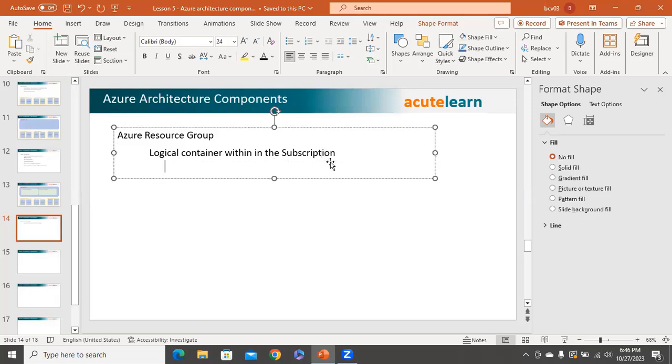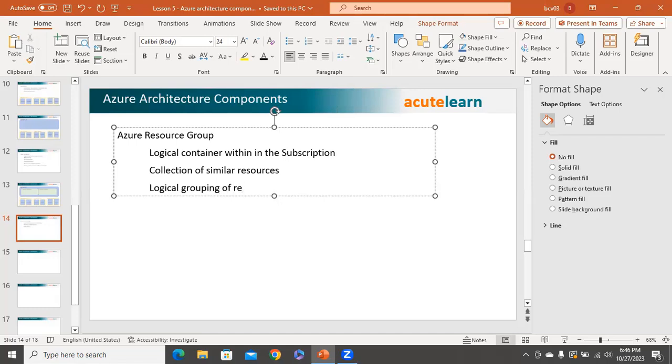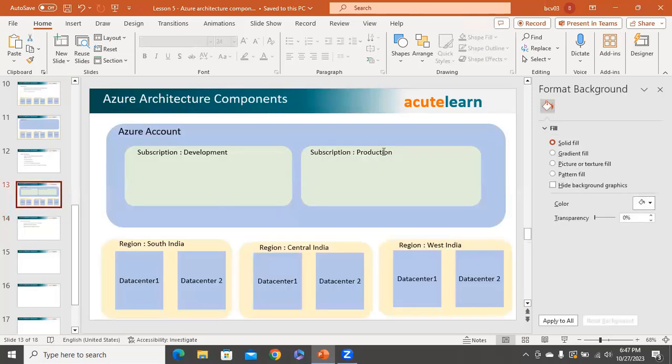It's basically a collection of similar resources. I would say a logical grouping of resources, grouping of similar resources. What does that mean? Now, within the production environment, there are so many applications. So I have web applications, I have database servers, I have data warehouse servers, I have security firewalls, I have different kinds of resources.